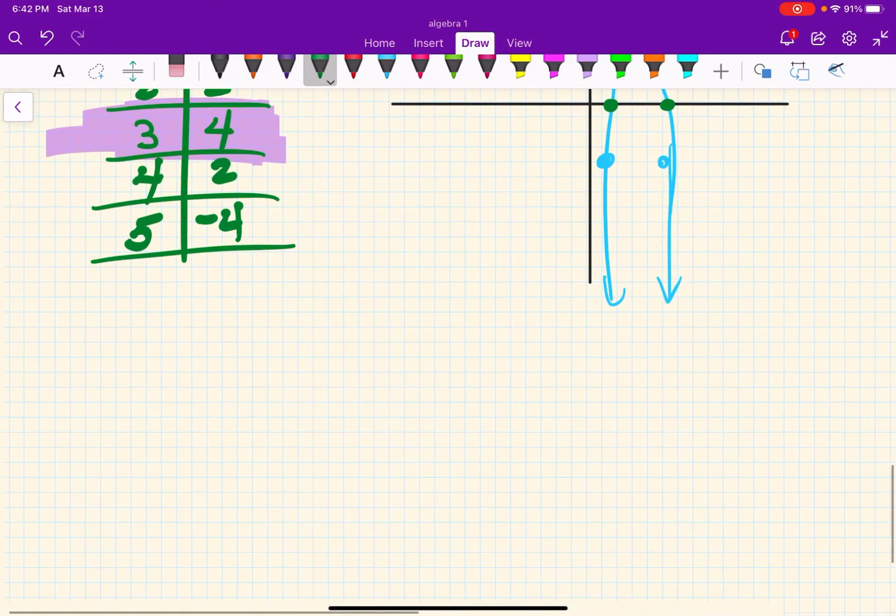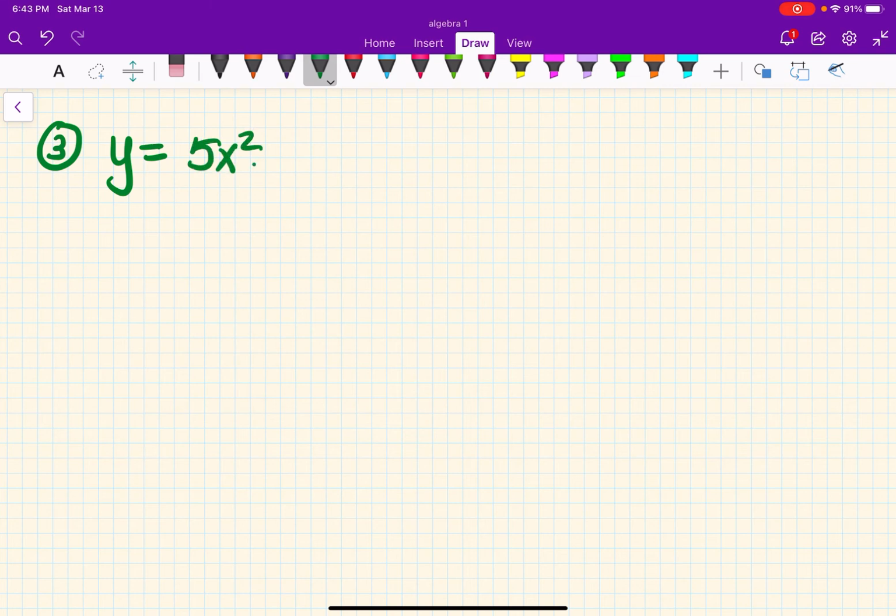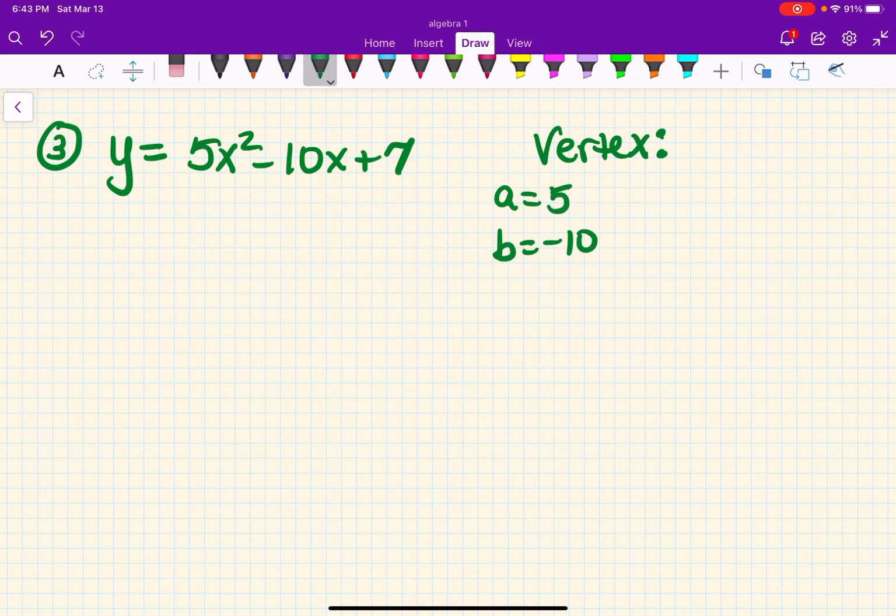Let's do one more. And this one is, let's do y equals this time. It means the same thing. Y equals 5x squared minus 10x plus 7. It's in standard form, so that means we have to figure out the vertex. It's not just staring us in the face. A is 5, B is negative 10, and C is 7. So we're going to put it into this equation, negative b over 2a.